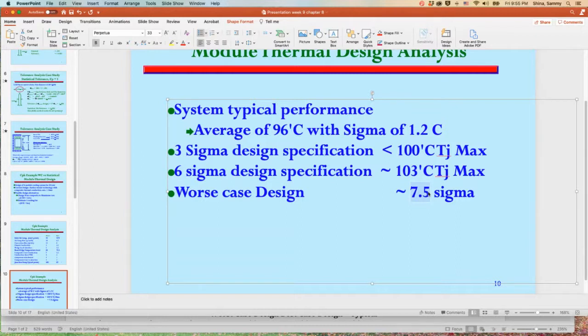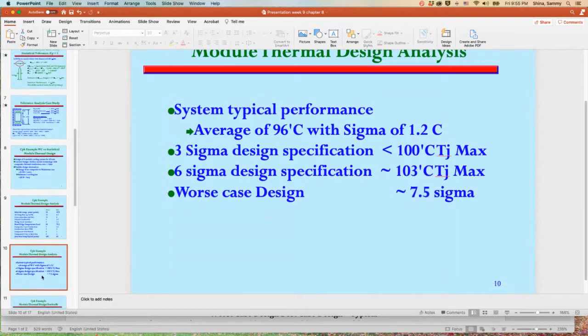7.5 sigma gives us something like 103 junction temperature, and 3 sigma design gives us 100 degrees temperature.